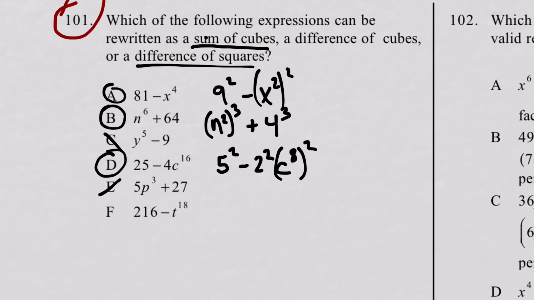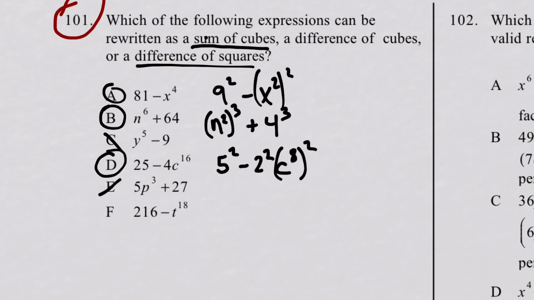And the last one, 216 minus t to the 18th. You need to check and find out if 216 is a perfect square. 15 times 15 is 225. 14 times 14, I think. No, 14 times 14 is 196. 15 times 15 is 225. So 216 is not a perfect square.